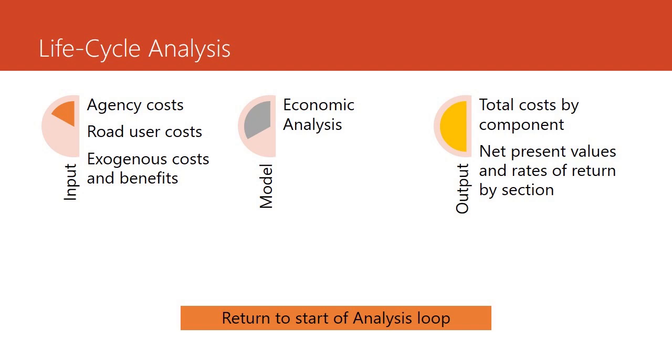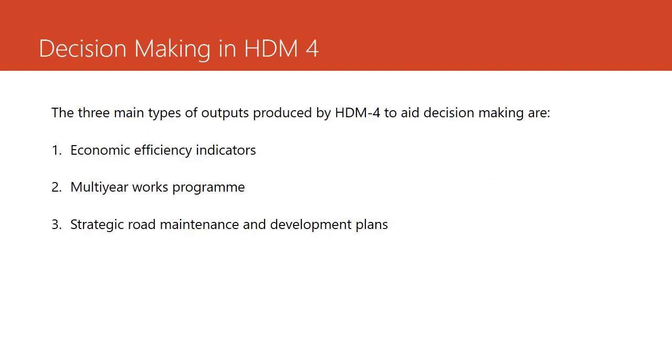economically sound infrastructure decisions. HDM4 generates a wide range of analytical results, but at its core, it produces three main types of outputs that directly support decision-making in road planning and management. The first is economic efficiency indicators. These include key metrics such as net present value, NPV, internal rate of return, IRR, and benefit cost ratio. These indicators help evaluate the cost-effectiveness of different project alternatives, guiding investment decisions based on economic return.